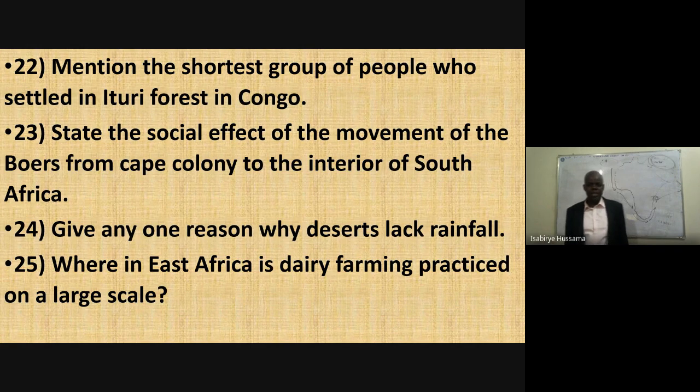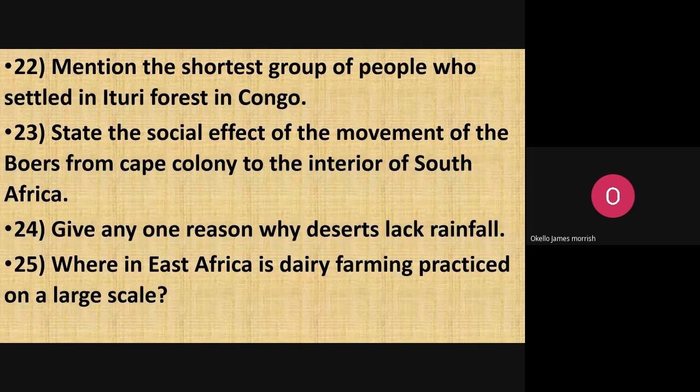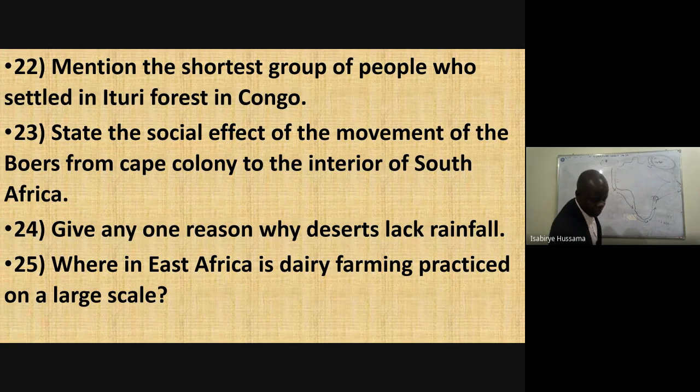Now, we're on the next slide. Mr. Okero, are you still on air? Take us through number 22. Number 22 reads: mention the certain group of people who settled in Ituri Forest in Congo. Who are these people? The shortest group of people who settled in the Ituri forests of Congo. Where is the Congo here? It's around here. Who are these shortest people who settled there?